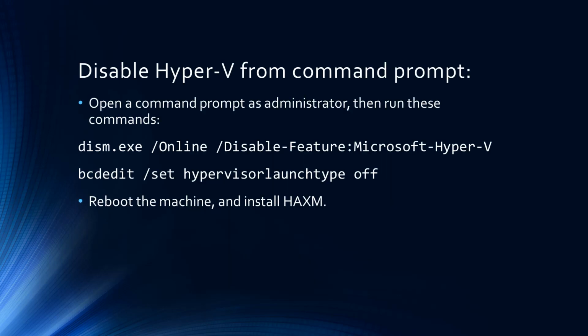From an elevated command prompt, that is, a command prompt run as administrator, enter the two on-screen commands. These will be provided in the video description for you to copy and paste. After you've run the commands, reboot your machine and then install HAXM again. This time it should install without the error.